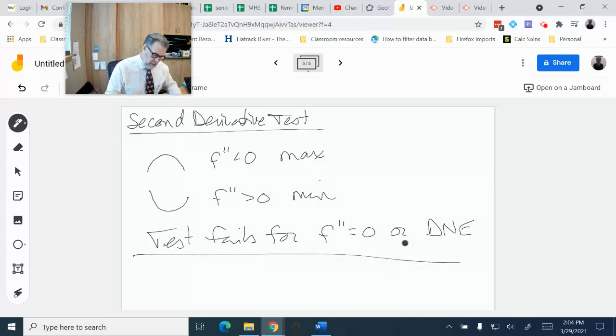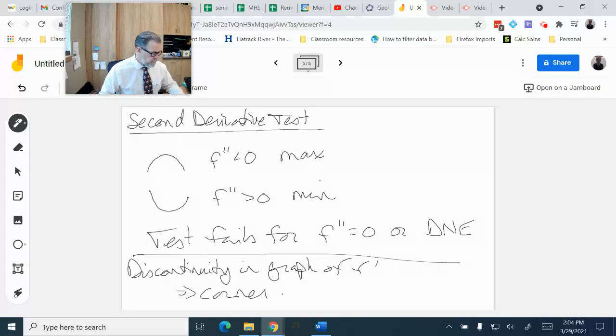And finally, what happens if you have a discontinuity in a graph? Discontinuity in a graph of the derivative. This implies that you have a corner on your original graph.